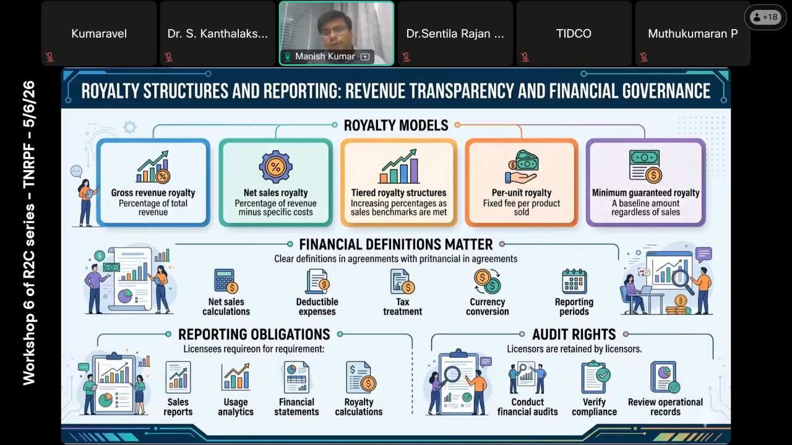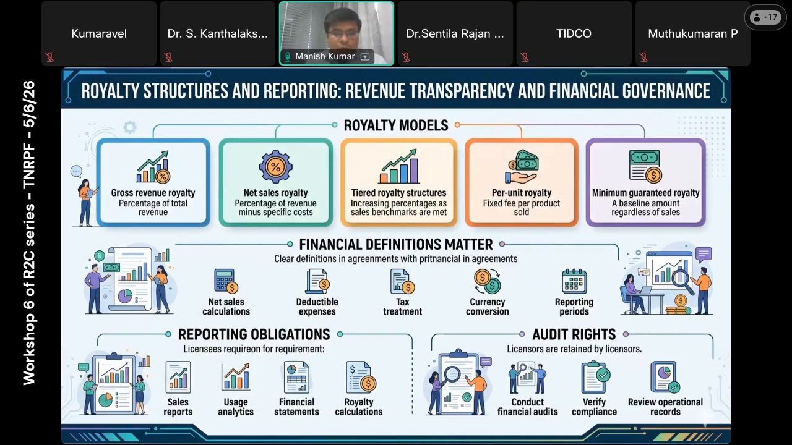And you define the reporting period. You can do it on a monthly basis, quarterly basis, half yearly basis, annual basis. Monthly basis could be more difficult. Quarterly, half yearly is more practical for many purposes, even for our audit purpose as well. And you put together the reporting obligation. These two, reporting and audit rights, go hand in hand. But these are our safeguards.